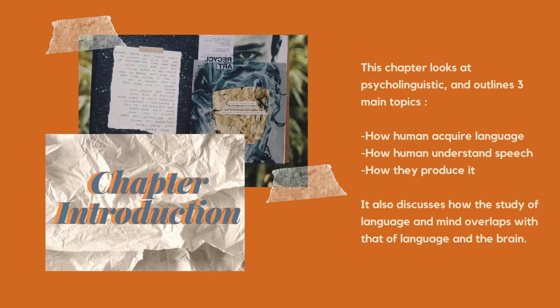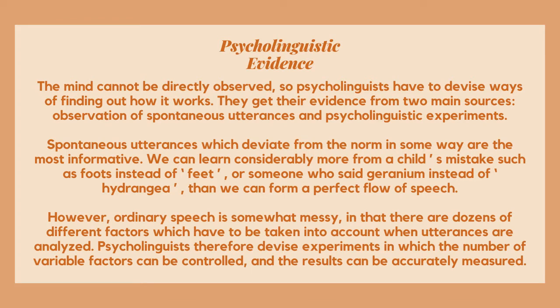These chapters look at psycholinguistics and outline three main topics. The first one is how humans acquire language. The second one is how humans understand speech. And the third one is how they produce it. It also discusses how the study of language and mind overlaps with that of language and the brain. Let's move on to the first topic.